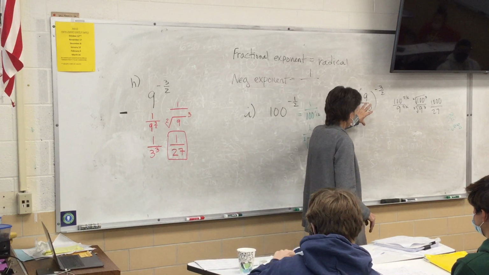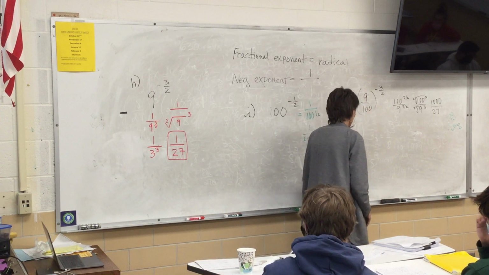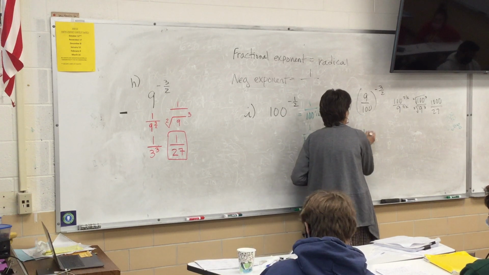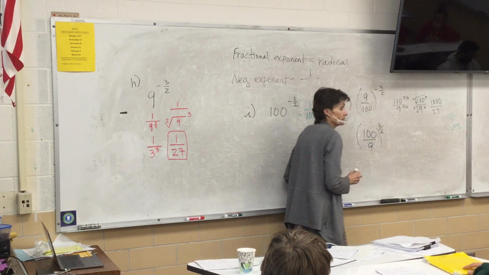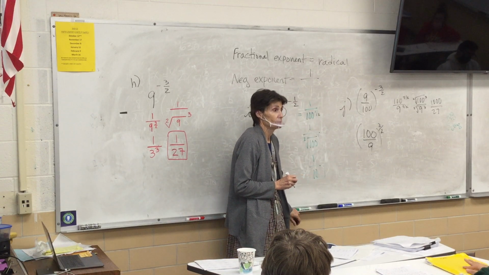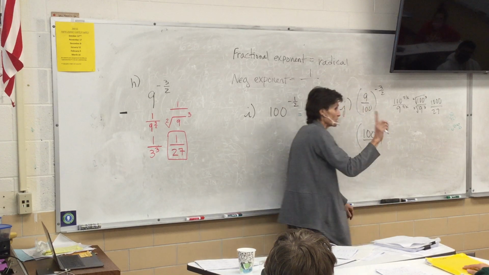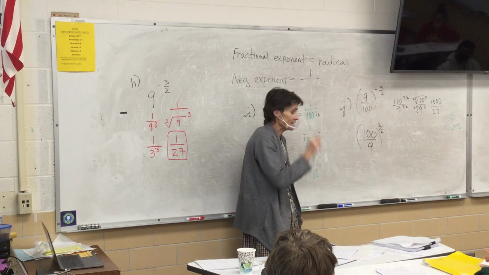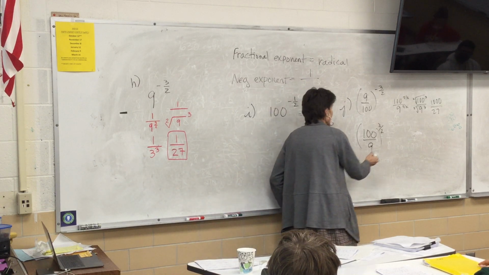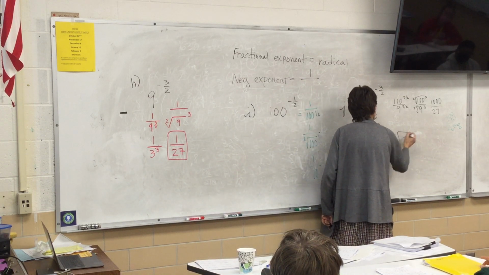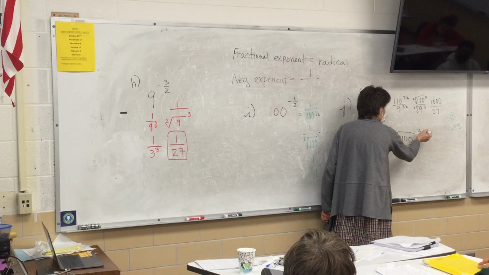Now, this one, we have to flip the whole thing, right? So it becomes 100 over 9 to the 3. Now, they chose to split it up, which is perfectly okay. That is absolutely 100% okay. You can also leave it together and say, okay, I got the square root of 100 over 9, and I have to cube it.